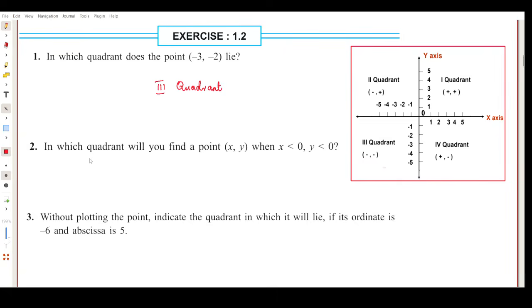Now second question, in which quadrant will you find x comma y when x is less than 0 and y is less than 0? So both are less than 0. X less than 0, that will be minus, correct? Comma y also less than 0, that also will be minus. So we can say minus comma minus. This also belongs to third quadrant.